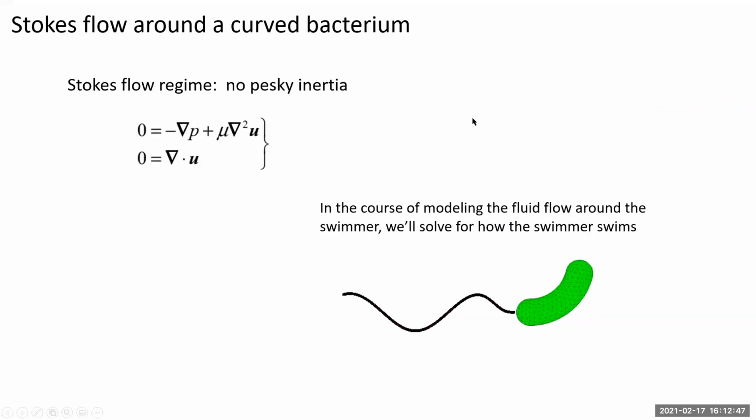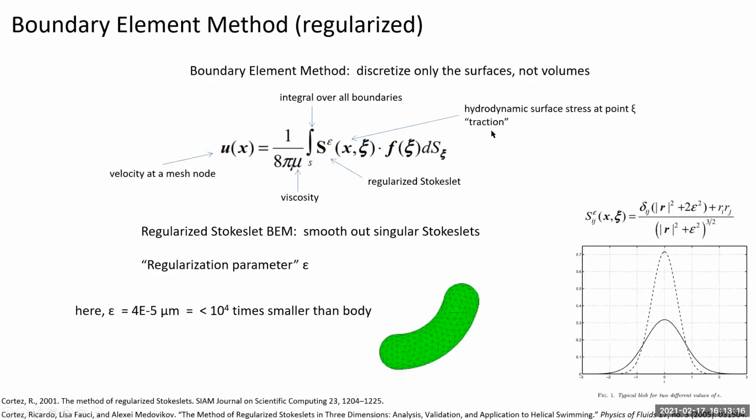So I numerically modeled Stokes flow around a curved bug. In the Stokes flow regime, there are no pesky nonlinear inertia terms in Navier-Stokes. So you just have the Stokes flow equation and conservation of mass that you have to solve. And in the course of modeling the fluid flow around a swimming curved rod, it turns out we're also going to solve for how the swimmer itself is going to move through the fluid and things like how fast it's going to move. So I used the boundary element method, but I used a regularized Stokeslet version of it.